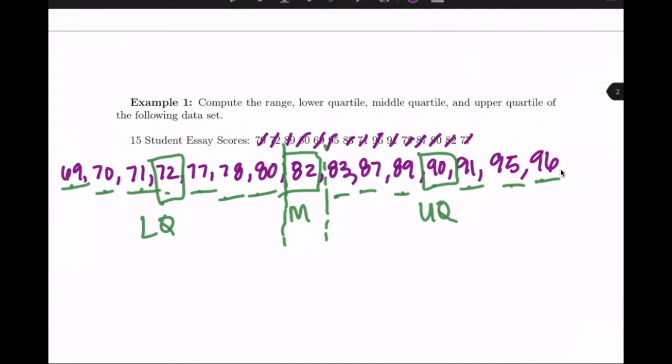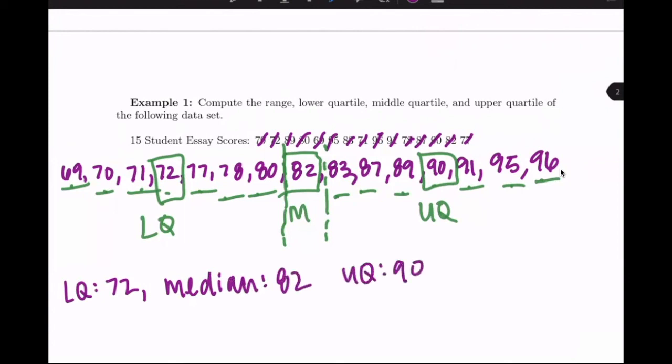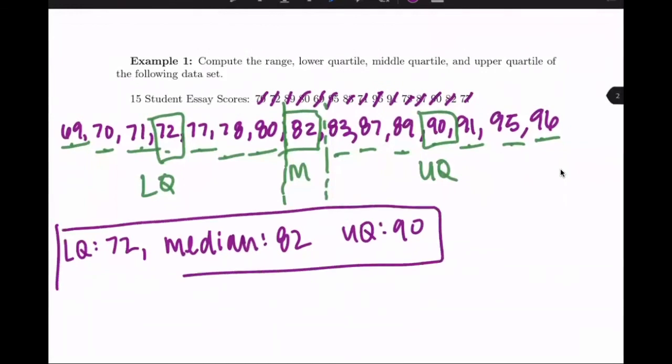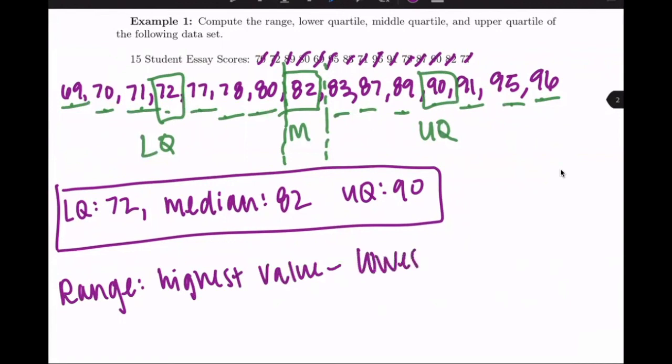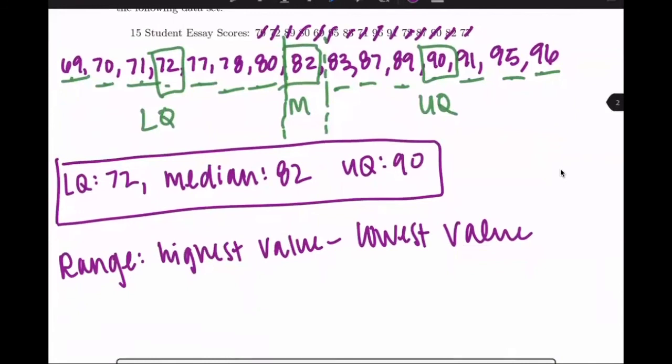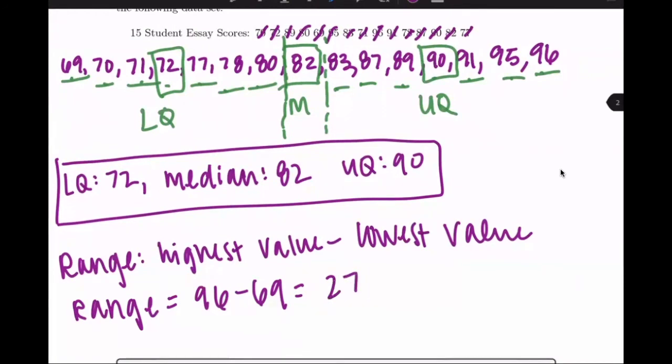Now to list out our lower quartile, median, upper quartile. Lower quartile 72. Median is 82. Upper quartile is 90. And then the other thing we are asked to find in this problem was the range. And remember that the range is just the highest value minus the lowest value. So that means our range is 96 minus 69, which is 27. Cool. All right.